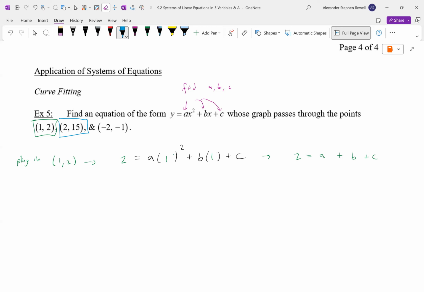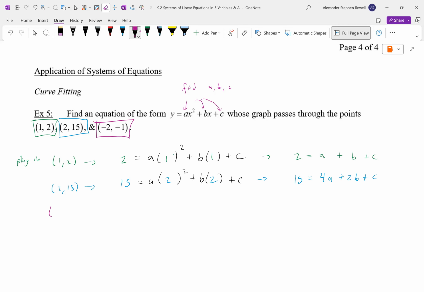Let's plug in the next ordered pair. 2, 15. So the y value is 15. It's equal to a times the x value squared plus b times the x value plus c. So this gives us equation 15 is equal to 4a plus 2b plus c.